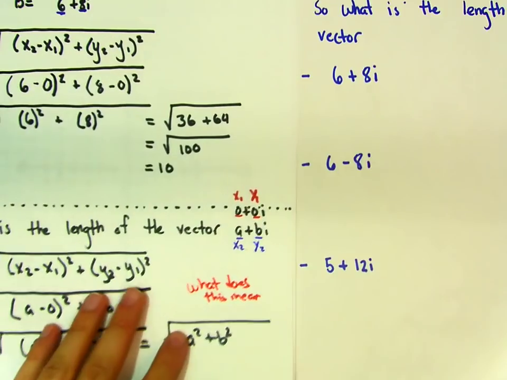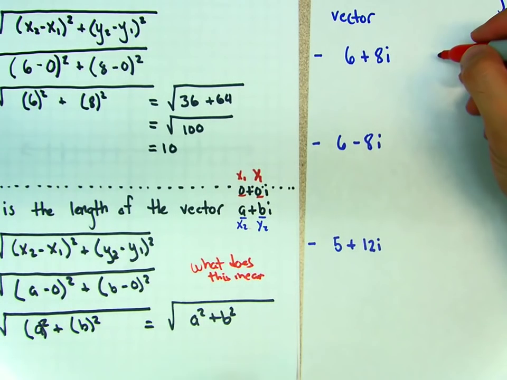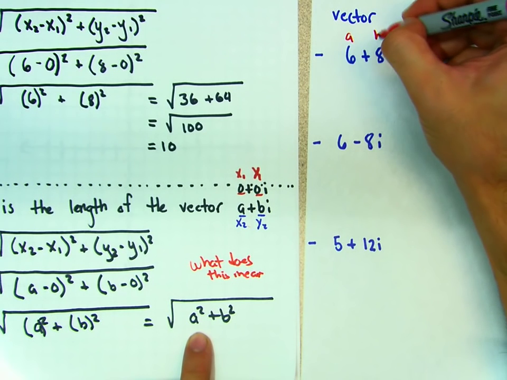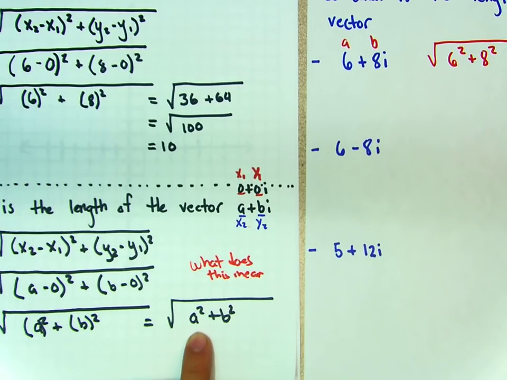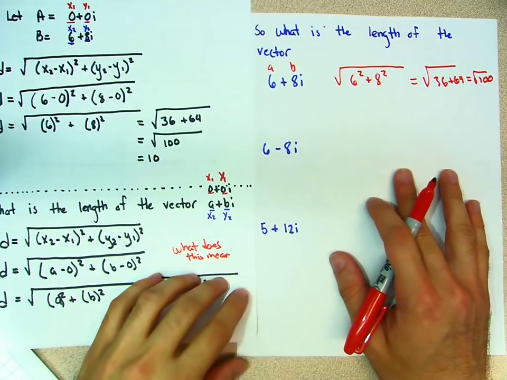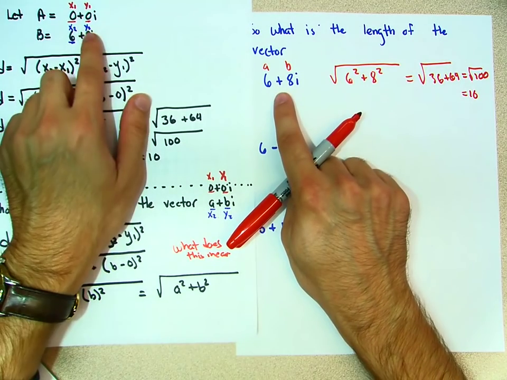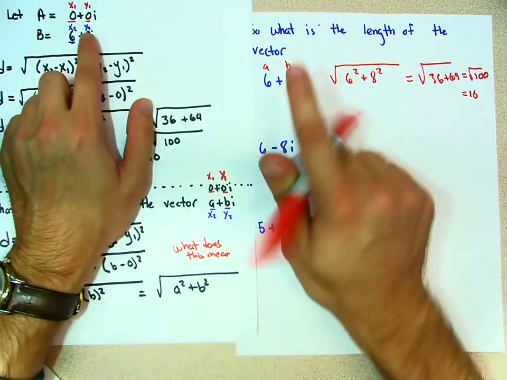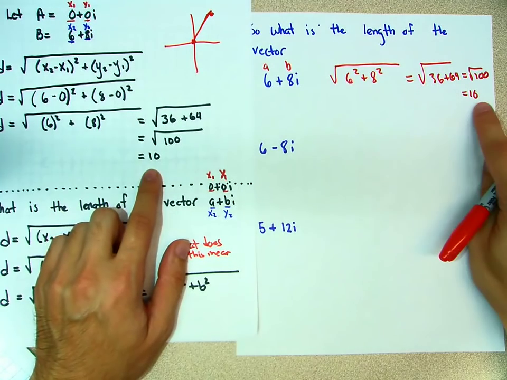If I say, what is the length of this vector 6 plus 8i? Let's just use our formula. This is my a, this is my b. So the length is just equal to the square root of 6 squared plus 8 squared, which is equal to the square root of 36 plus 64, which is equal to the square root of 100, which is equal to 10. And we showed this over here, right? 6 plus 8i, the distance from 0 to 6 plus 8i here, that distance was 10. And we get the same thing here.